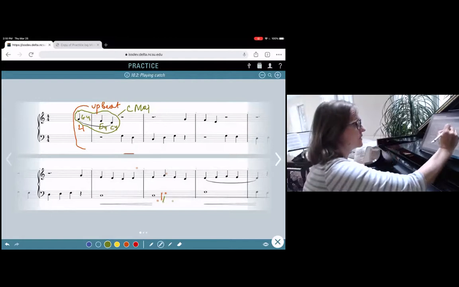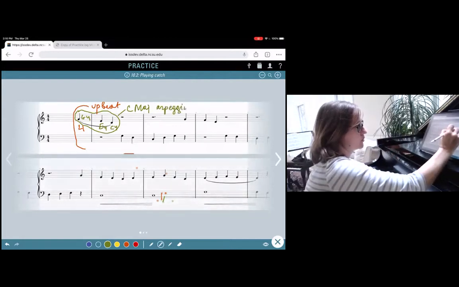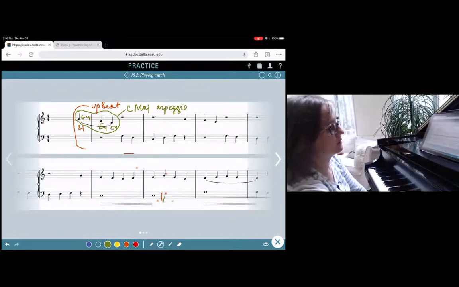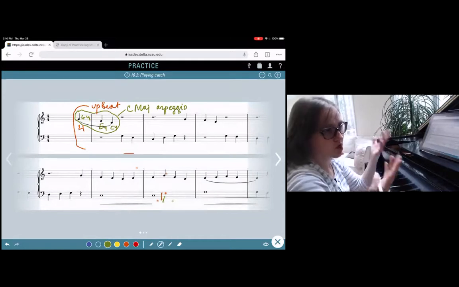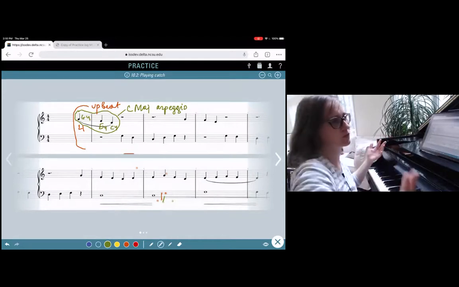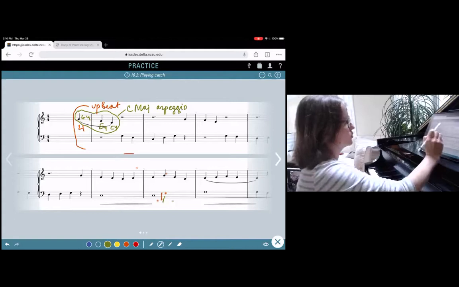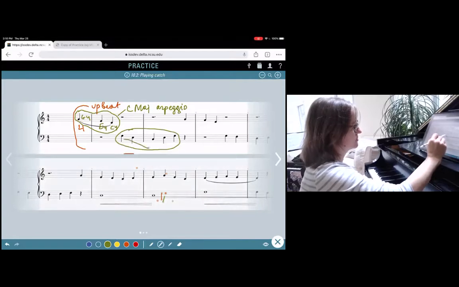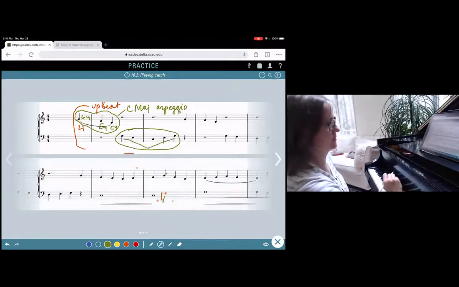It's also called arpeggio. Arpeggio is when you play the chord note by note and not all the notes together. It comes from the Italian word for harp, arpa, so arpeggios are harp-like. So we have an arpeggio in the right hand, but then look, your left hand also gets the same C major arpeggio, down and up.